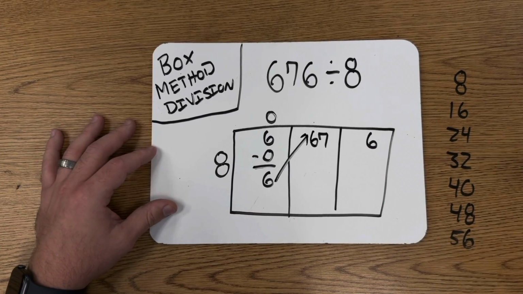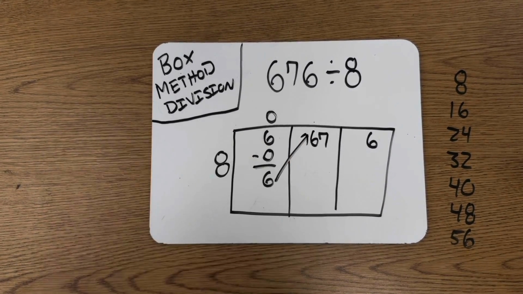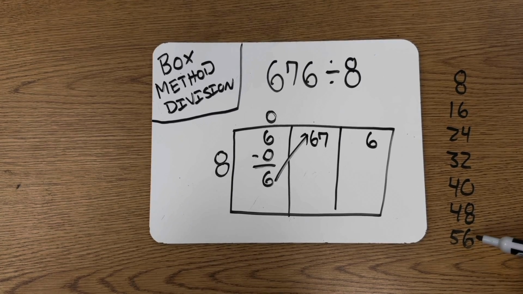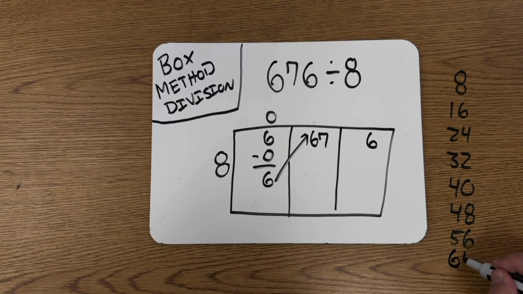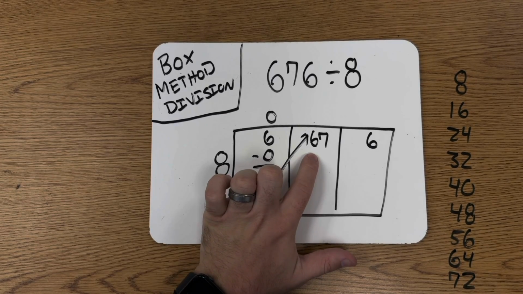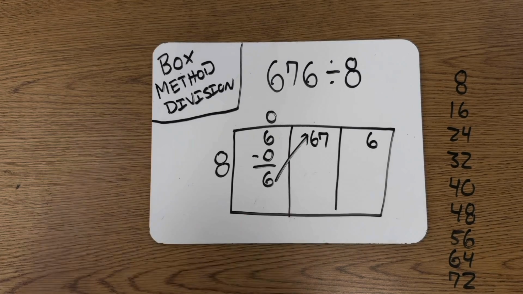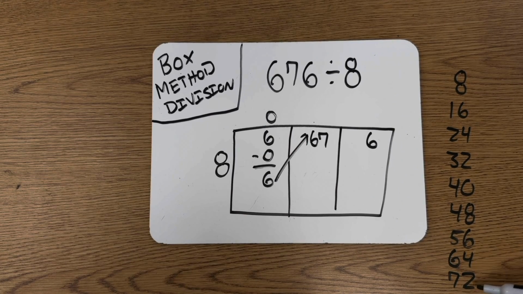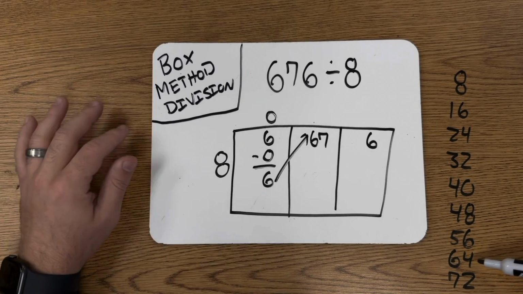I'm then going to go ahead and do the same thing. I'm going to ask 8 into 67. Well, I only went up to 56 here, so maybe I should go a little bit farther here and see how close can I get. I'm looking for 67. I know that I have a 64 and a 72. I can't go over, so it has to be my 64.